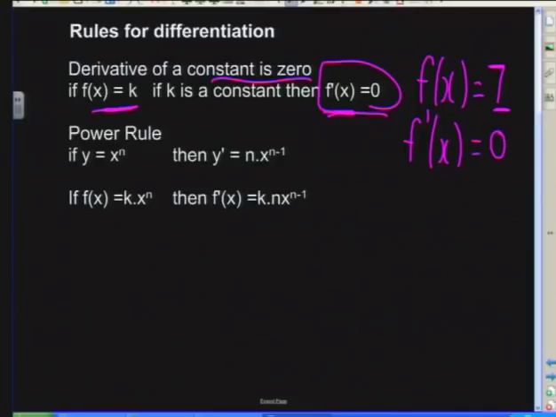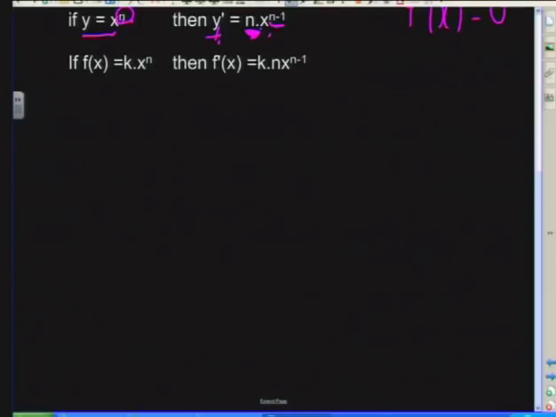Then the power rule: if you've got a function y is equal to x to the power of n, then the derivative of y is going to be equal to n. You take that n, that power, you times it to the front of the x, or the coefficient of the x, and then you subtract 1 from the power. So the derivative of y is n times x to the power n minus 1. We'll go over that rule when we look at more examples.